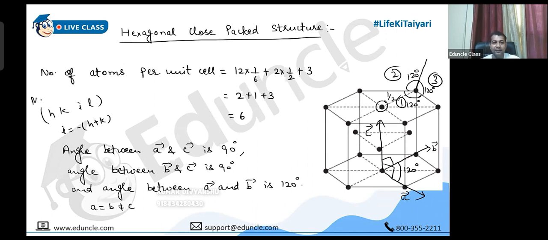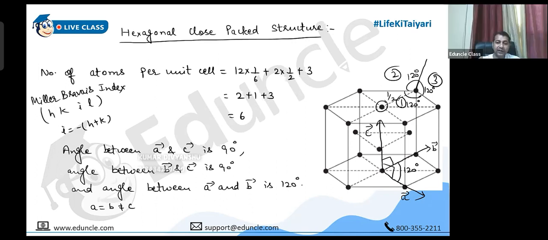HKIL. These are called Miller-Bravais indices. They are not going to ask you this, but still you should know that Miller-Bravais indices are different from Miller indices, and how to get them. If you know H, K, you can calculate I by using this formula: I is equal to minus of (H plus K). Clear? Yes, sir.